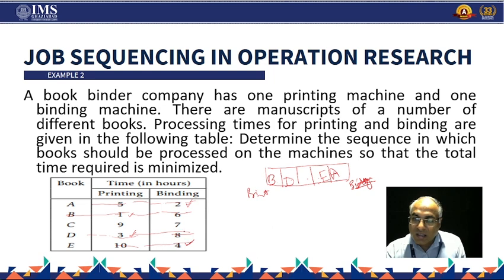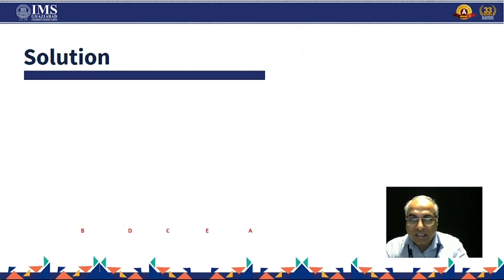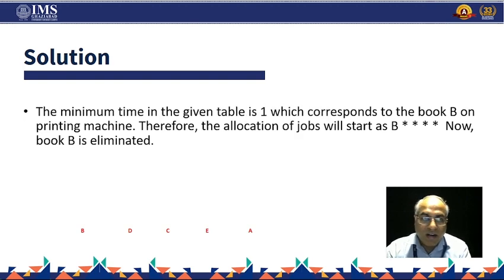Next minimum is 7. This is for C. Only 1 is left, so C will enter here. It means the order is book B, then D, then C, then E and A. So this is the order, B, D, C, E, A. Now let us understand. This is the order I have listed here with a red pen, and the logic sequence is also illustrated.